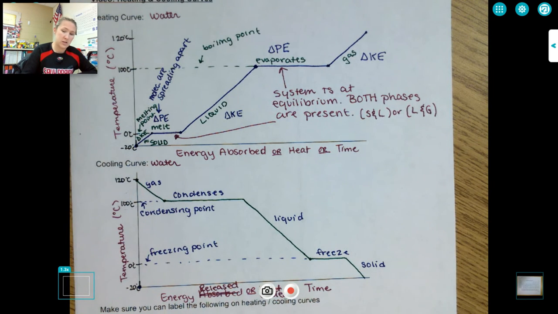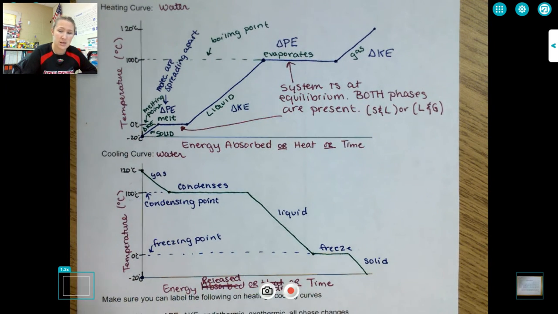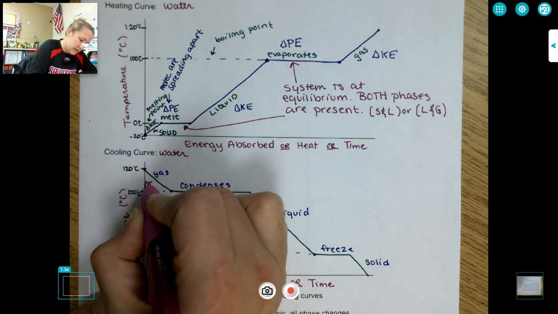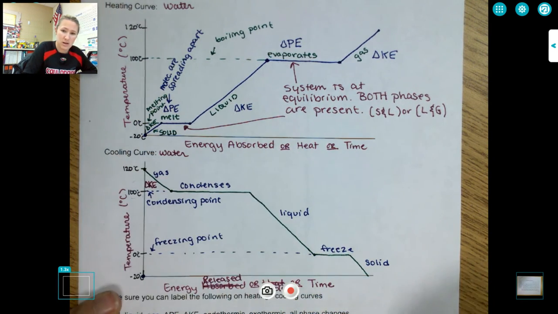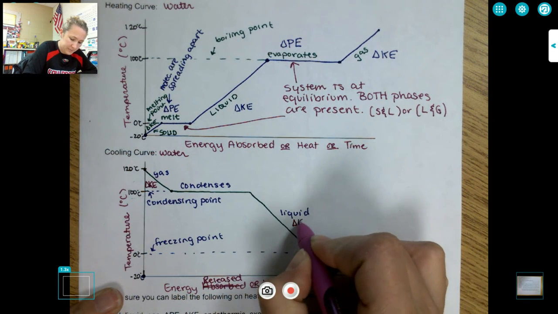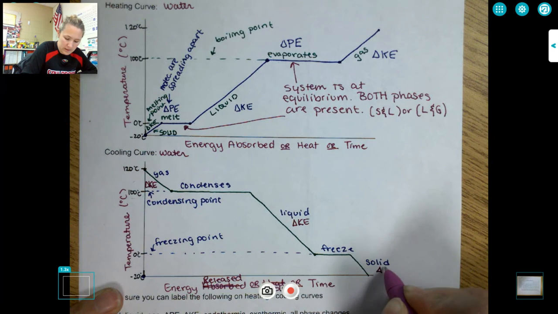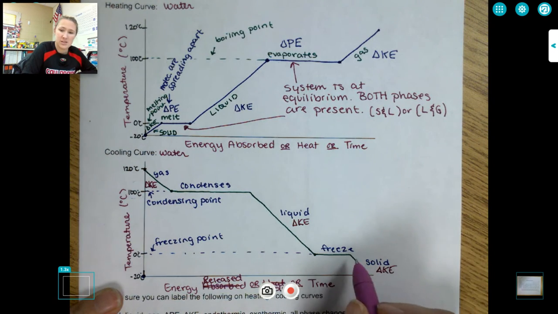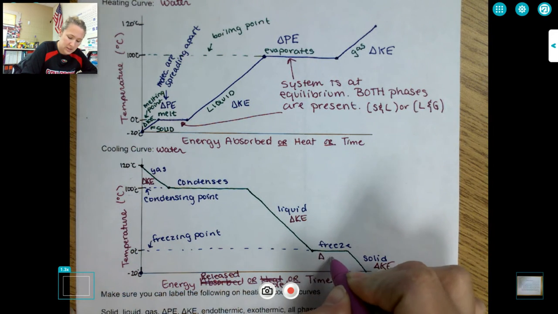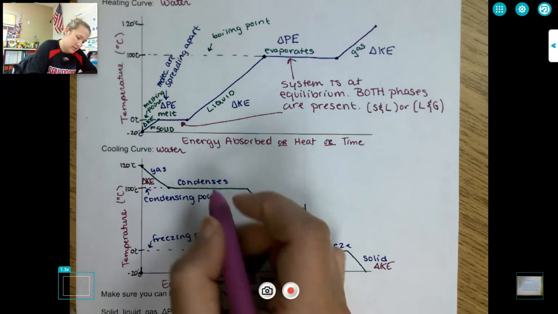We can add in our changes in potential and kinetic energy. Same thing. If there's a temperature change, there's a change in kinetic energy, because temperature is a measurement of the kinetic energy or movement of my molecules. If there's a phase change, my molecules are either spreading further apart, or in my cooling curve, they're getting closer together. And that is a change in the potential energy.